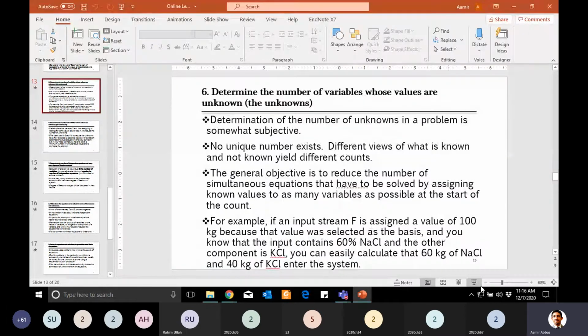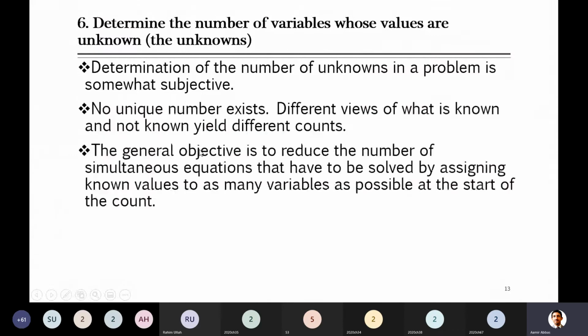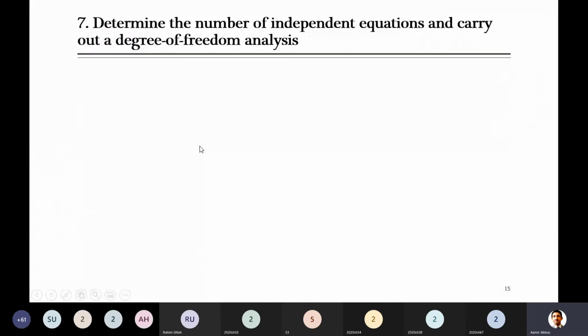So the next step, the seventh step, is about the number of equations. Up to here we have discussed the earlier steps. If you have any questions, just let me know. Otherwise, I'm starting with the next step. We have to determine the number of independent equations. This is the seventh step, and I think steps 7 and 8 are somehow the same thing.